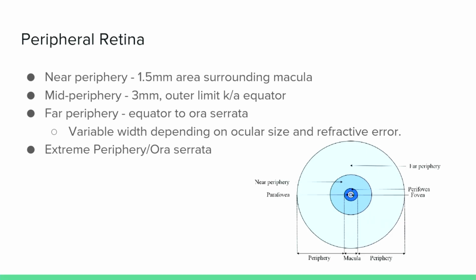It can be divided into near periphery, mid periphery, far and extreme periphery. Near periphery is the area of 1.5 mm surrounding the macula. Mid periphery is 3 mm. Its outer limit is also known as the equator. Far periphery is from the equator to the ora serrata. It is of variable width depending on the ocular size and refractive error of the patient. Extreme periphery is also called the ora serrata.